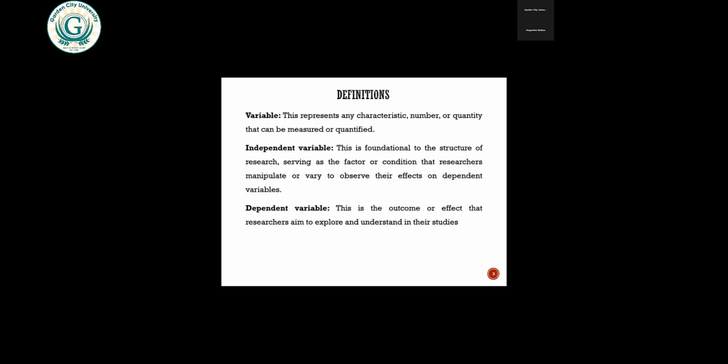Good. So yeah, like I was saying, a variable is a characteristic, a number, or a quantity that can be measured or quantified. If you are conducting a research into the prevalence of teenage pregnancy in your community, you would go counting the number of teenagers who are pregnant. So that will make that number you are counting the variable. So the number of pregnant teenagers is a variable.